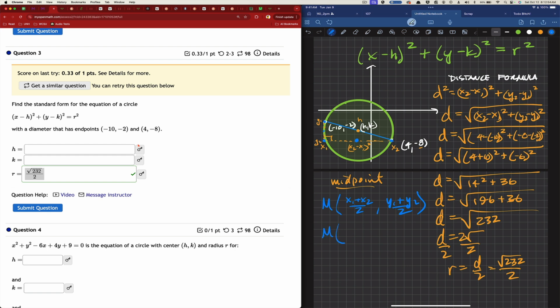If I do that arithmetic, I'm going to substitute x1, which is 4 or whatever, plus negative 10. Divide that by 2. Adding, we don't care in what order, right? 2 plus 3 is the same as 3 plus 2. So the order in which we add does not matter. So negative 2 plus negative 8 divided by 2. So we get the midpoint to be negative 14 halves, which is negative 7, and 2 plus negative 8 is negative 10 over 2, which is negative 5. So we get a midpoint of negative 7 comma negative 5. And so my h is negative 7. Whoa, what did I do wrong here? Yeah, that doesn't look right.